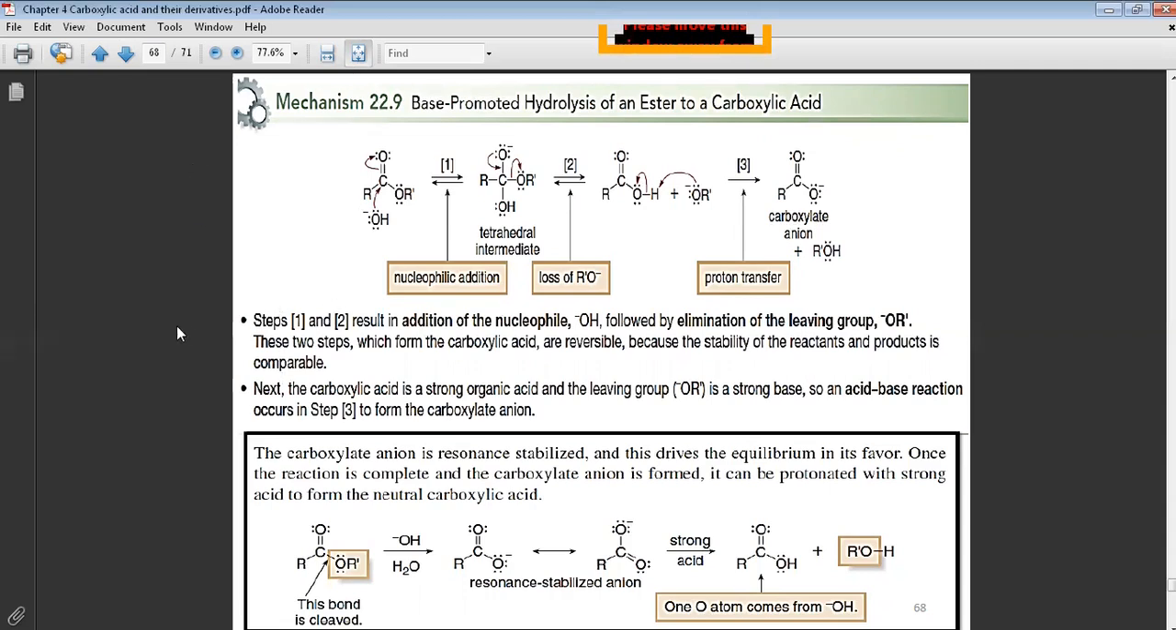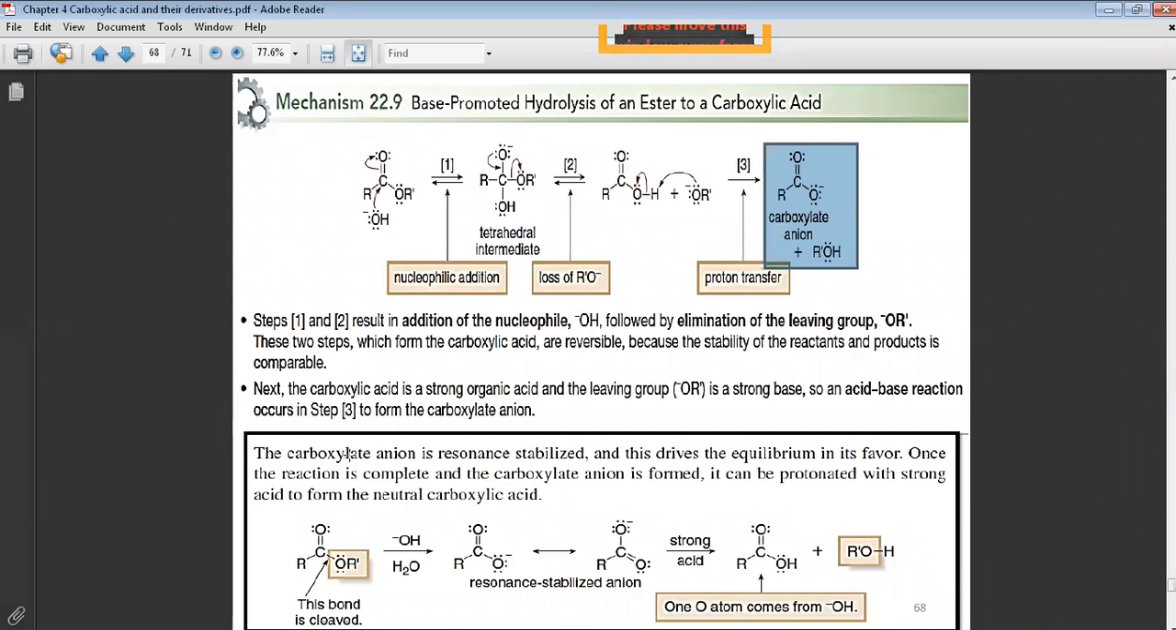The carboxylic acid is a strong organic acid, and the leaving group is a strong base. So an acid-base reaction will occur in the final step. Because this is a strong base and this is a strong acid, the reaction will happen between them to give you the carboxylate anion as the final form, the final product.